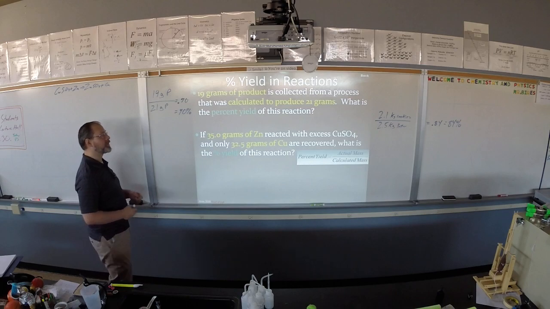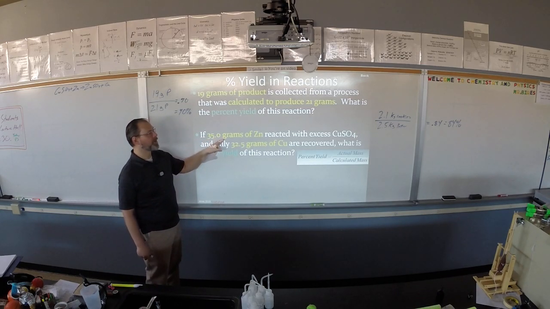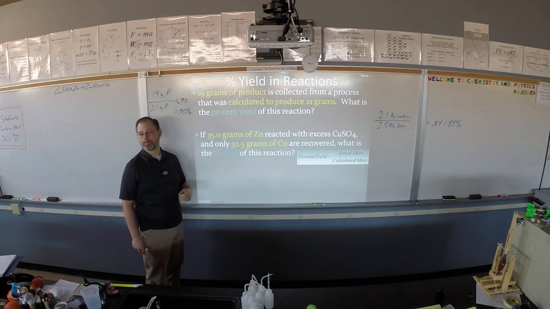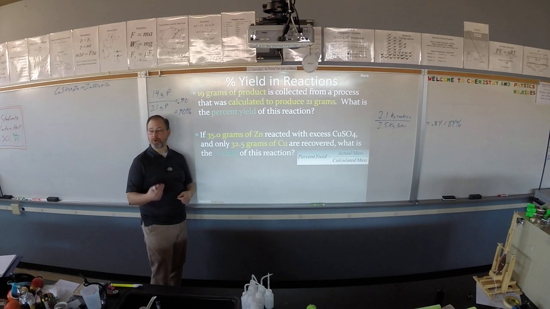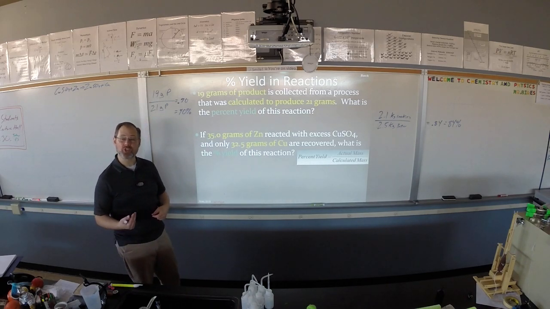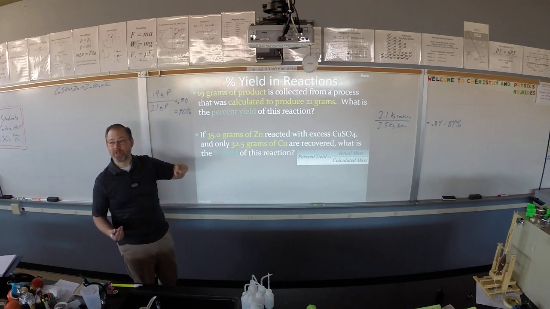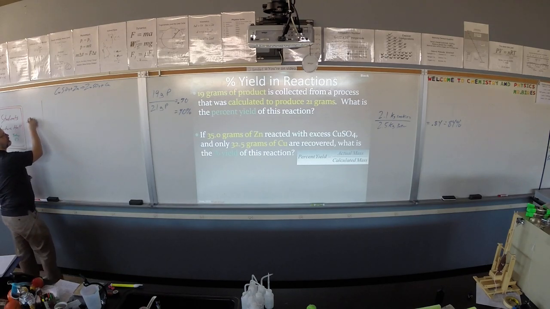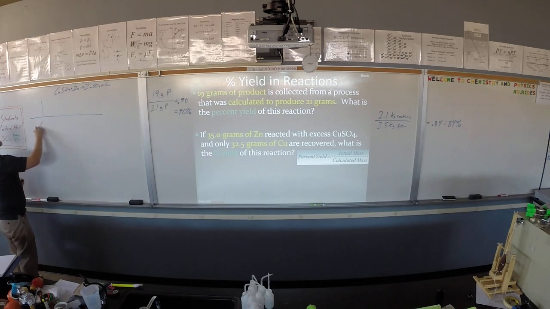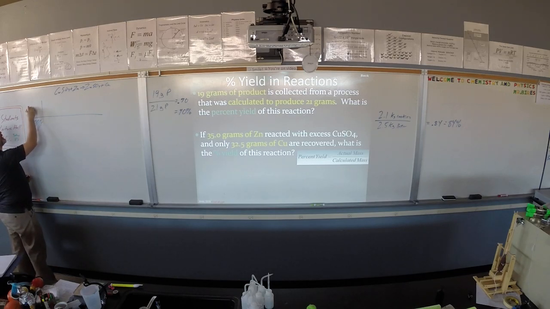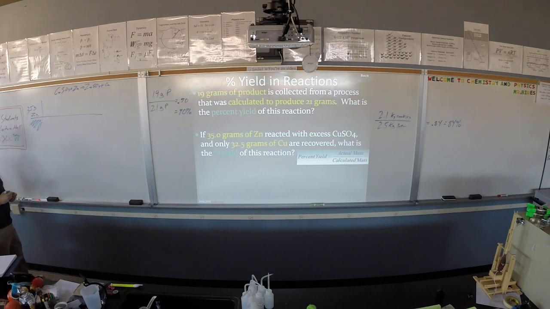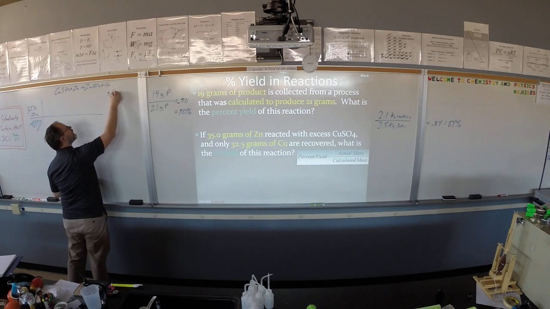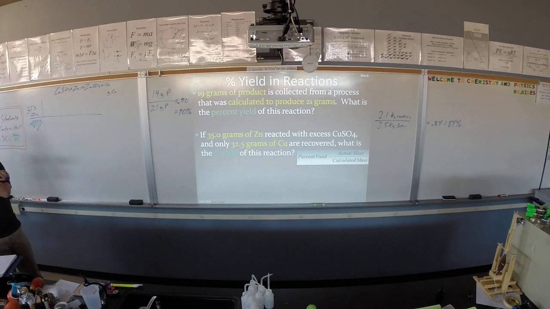So when you take this exercise apart, it looks like this. You're starting with 35 grams of zinc, that's your reactant. You're going to calculate how much product you should make, and how much product you actually make is going to be in the numerator. How much you calculate you should make is going to be in the denominator. So let's make a T-chart. In the T-chart, we're going to start with our reactant, which is 35 grams of zinc, and our goal is going to be grams of copper. So nothing new about this calculation. You've done this calculation before in lab.